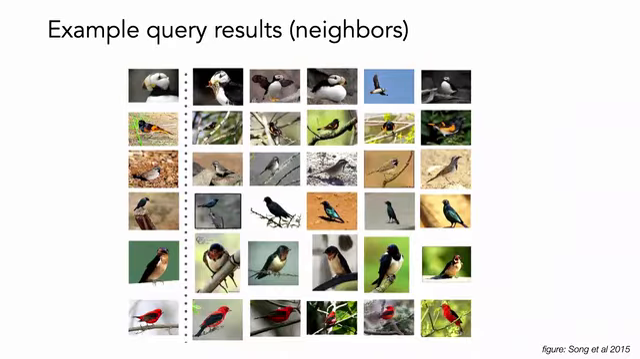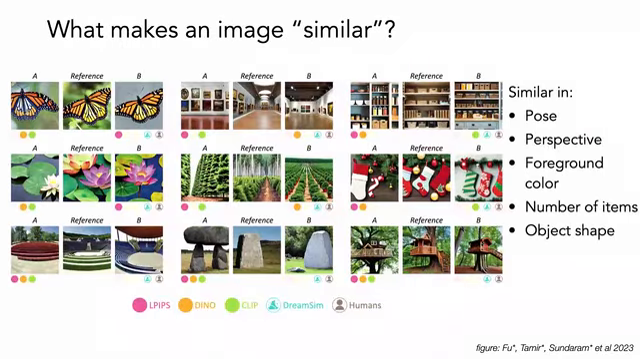And if you query using this, you say, okay, find me nearest neighbors in this embedding space. You also start to learn similarity semantically, right? You start to learn that things that look similar are similar, and things that look different are far apart. And this gets at an interesting question of what makes an image similar.